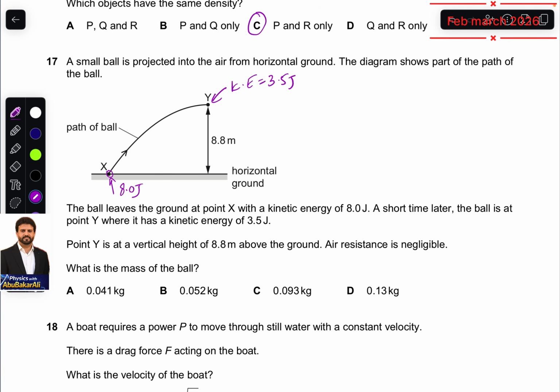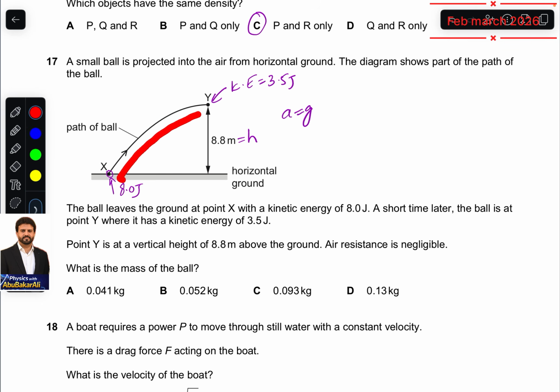Point y is a given height above the ground. Air resistance is negligible, so you can say a is equal to g. What is the mass of the ball? You have to tell the mass of the ball. Okay, what I can do, I know this object is moving from here to here and there is no air resistance.